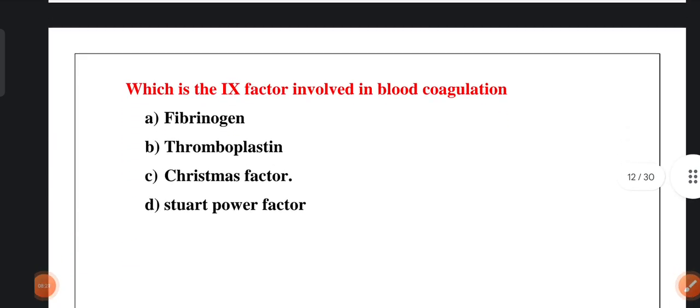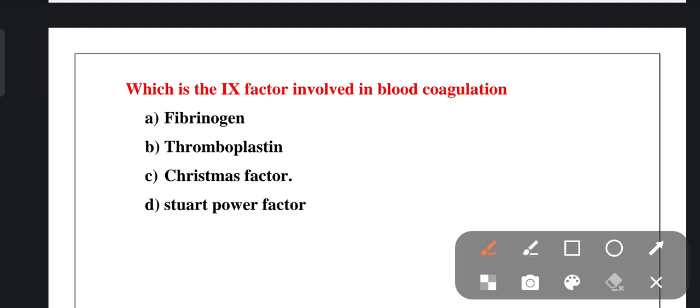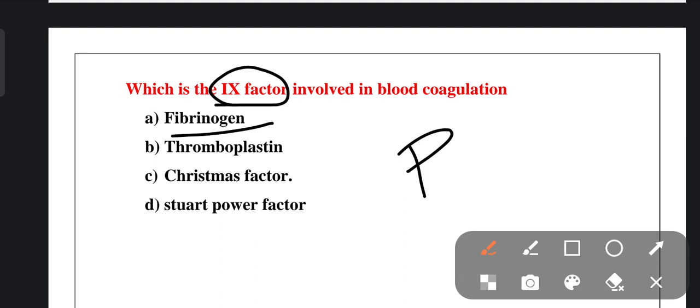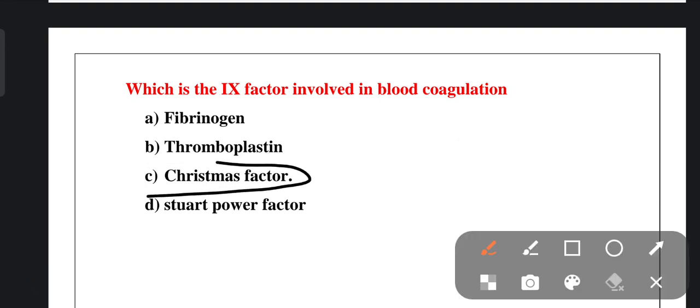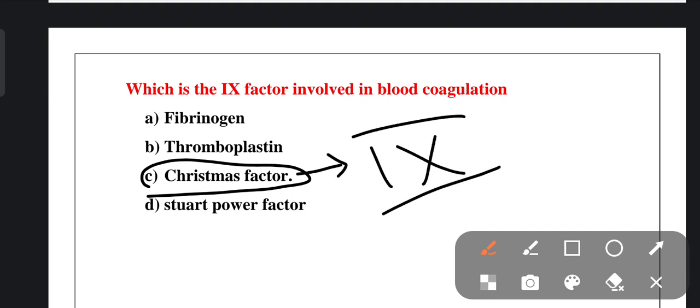So the next question is, which is the ninth factor involved in blood coagulation? You all know the coagulation process. In that process, different factors are involved. Among those, which is the ninth factor? Is it fibrinogen, or thromboplastin, or Christmas factor, or Stuart-Prower factor? The correct answer is Christmas factor. Christmas factor is also known as the ninth factor.